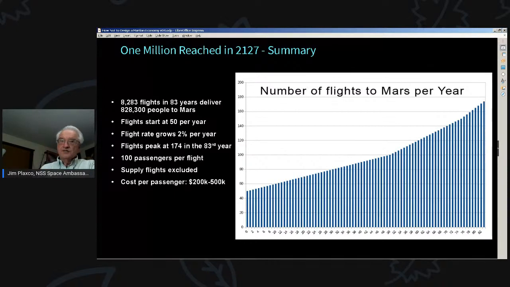Missing here is the cargo flight rate. We did not model how much mass would have to be imported from Earth, nor what that flight rate would be like. So the focus within this simulation was getting us to 1 million people on Mars.